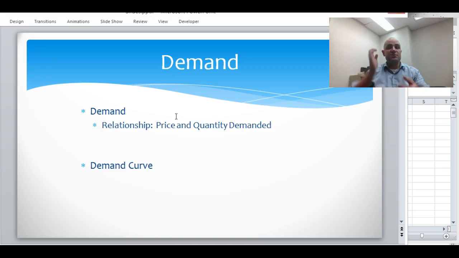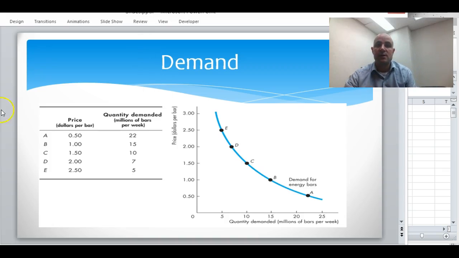So there's a demand schedule, which puts that in numbers, says, okay, this is the price, this is how many units are demanded. Here's another price, units demanded, and so on and so forth. While the demand curve is a graphical representation of that. So let's look at that, see what that looks like. So here we have a demand schedule, and it says at each price, how many units are demanded. Okay. So here at 50 cents, this is for energy bars.